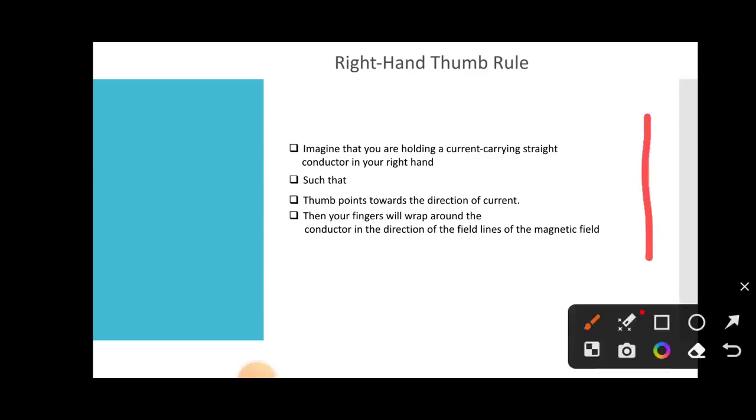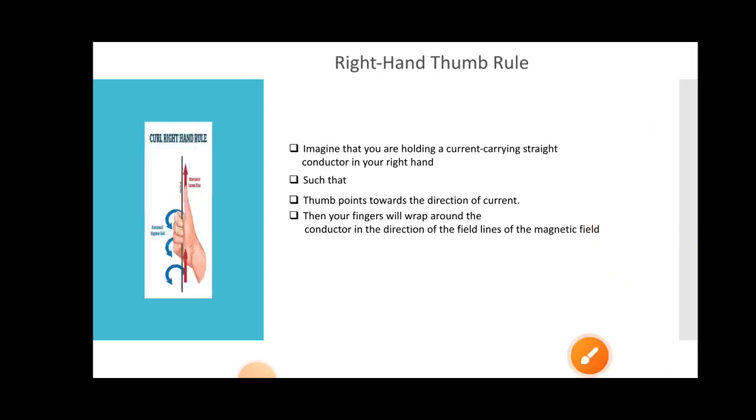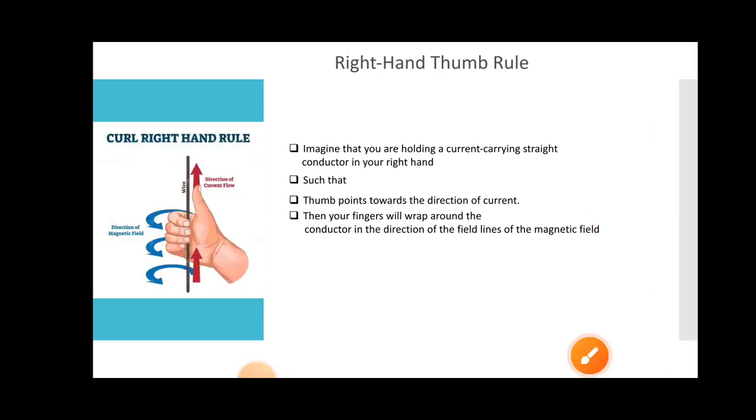Suppose this is the current carrying straight conductor, and this is your fingers wrapped around the conductor, as we can see in the figure. This is called the right hand rule. Many students make a mistake by using the left hand to find the direction of the magnetic field in the examination, but here it is clearly mentioned that it is a right hand rule.